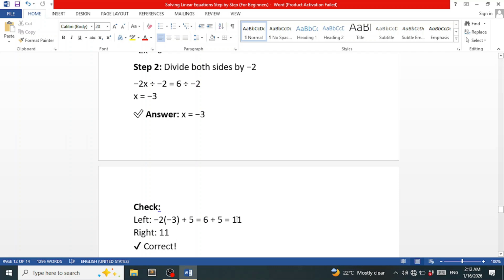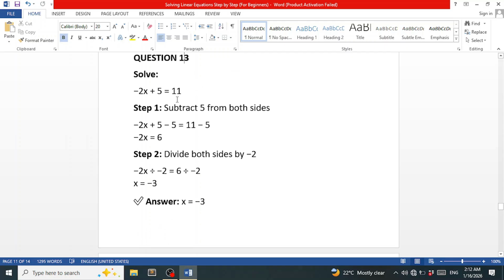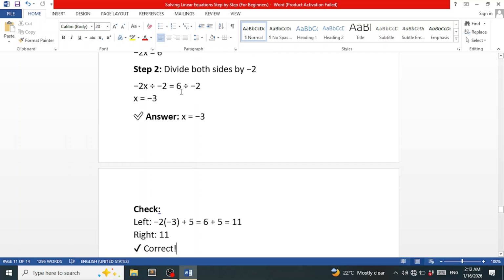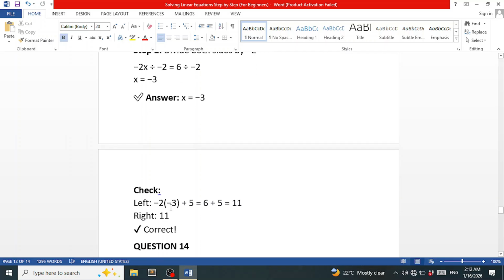And then the right side we've also got 11. Okay, from here we've got 11, meaning that this is also correct. Yep. Let's go to question 14.